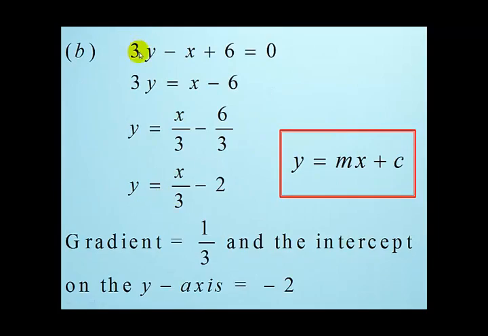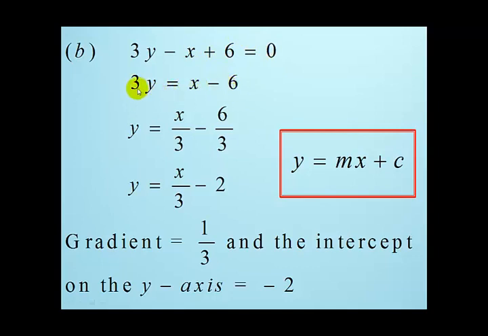Now considering the line in B, we were given 3y minus x plus 6 is equal to 0. Here we have to make y the subject before we can compare with the general slope equation. So making y the subject, let 3y be on the left hand side. So we have 3y is equal to minus x on the left hand side becomes plus x on the right hand side. And plus 6 on the left hand side also becomes minus 6 on the right hand side. So we have 3y is equal to x minus 6.